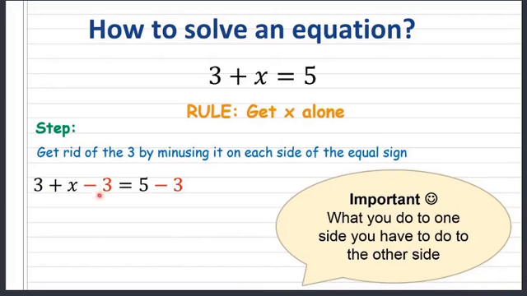So now let's solve the equation. 3 plus x minus 3, I can write it like that. And what do we know? 3 minus 3 is 0. 0 is nothing, so I can just leave it out. And we have our x, so I'll put that in as well. And 5 minus 3 is equal to 2. So therefore x is equal to 2.